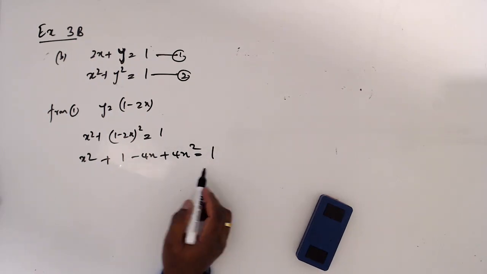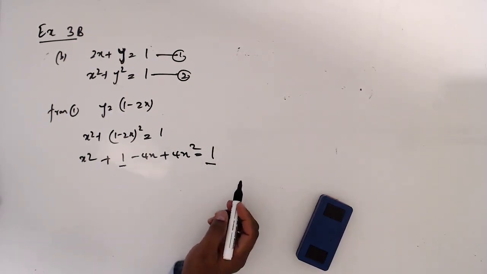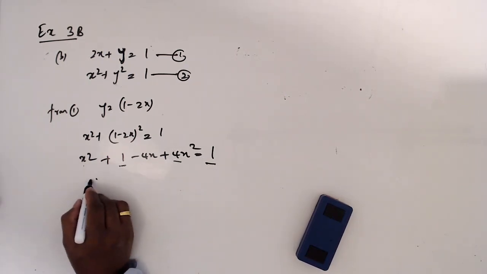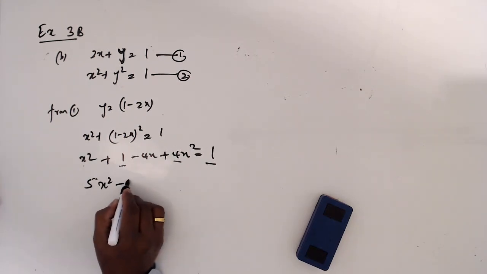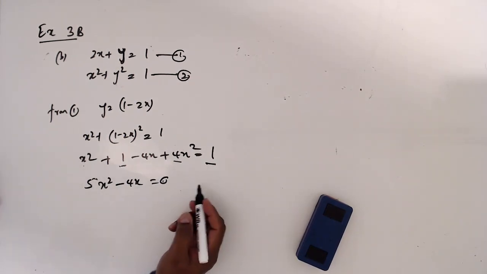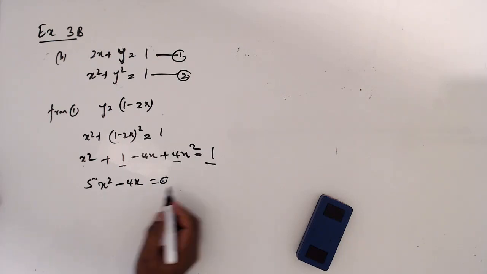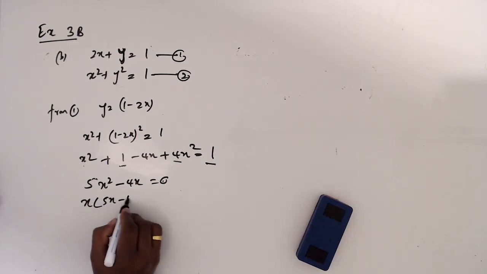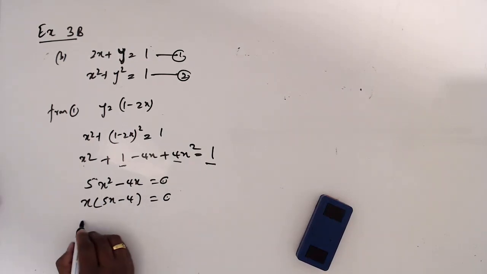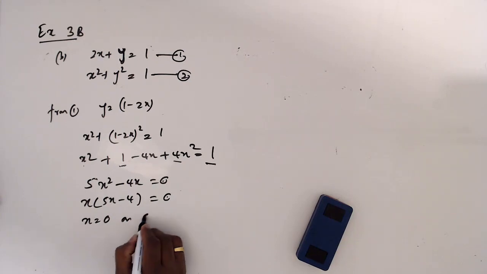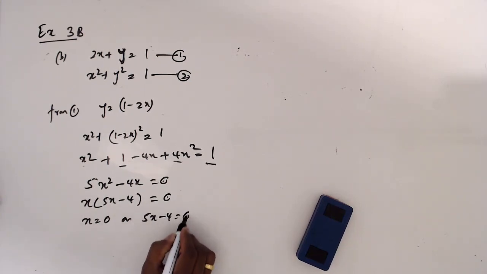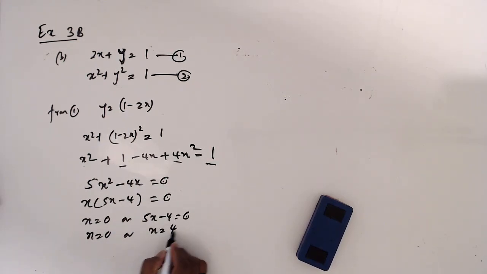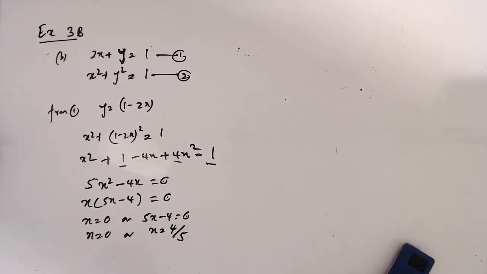So I can see this 1 and this 1 cancel out. So 4x squared and x squared give 5x squared minus 4x equals 0. So I can factor, I take x out, then this is x times (5x minus 4) equals 0. So x equals 0 or 5x minus 4 equals 0. So x equals 0 or x equals 4 divided by 5.